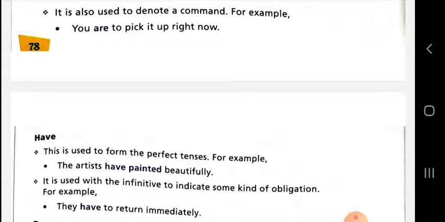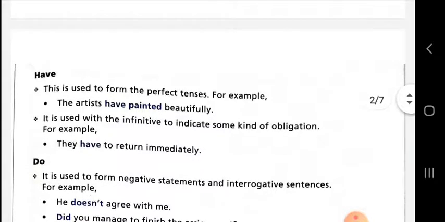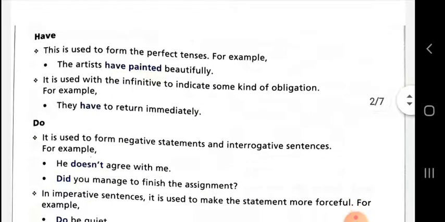Next point, it is used with the infinitive to indicate some kind of obligation. For example, they have to return immediately. And now we are going to talk about the auxiliary verb do. Do contains three auxiliary verbs: do, does, and did.